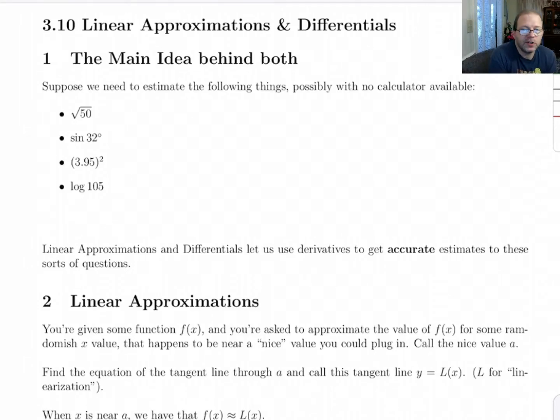All right, we're looking at section 3.10, which is on linear approximations and differentials. First up, let's look at the main idea behind both of these things.